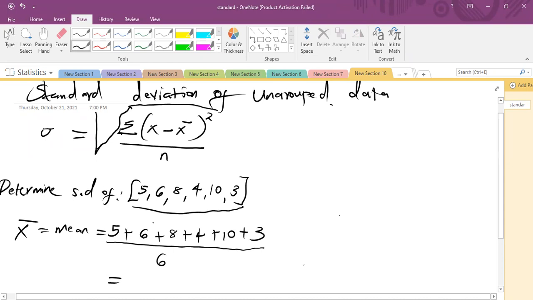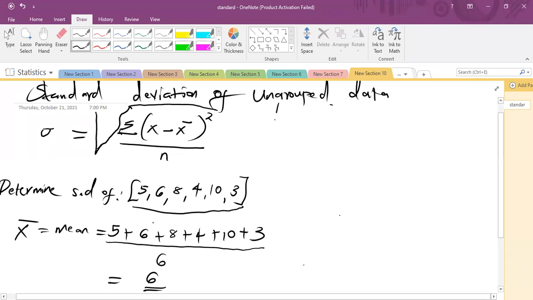So this is 5 plus 6 gives 11. 11 plus 8 gives 19. 19 plus 4 gives 23. 23 plus 10 gives 33. 33 plus 3 gives 36. 36 divided by 6 will give us 6. So this is the mean.